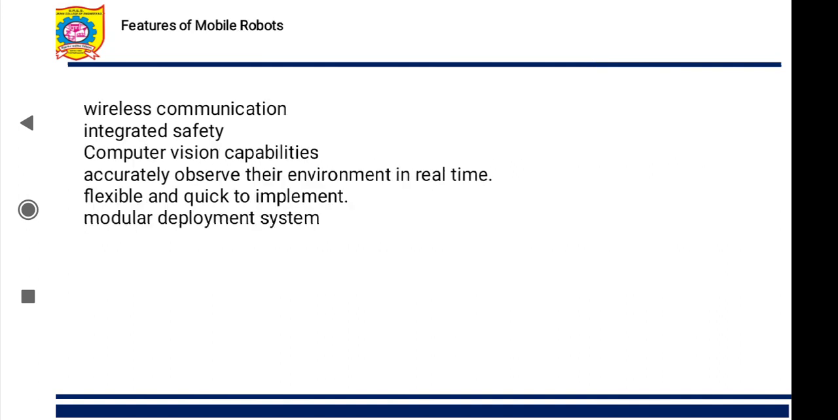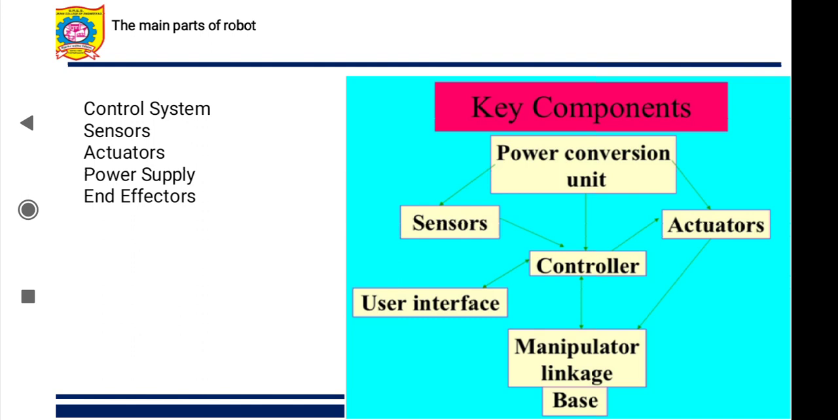For example, a dwarf robot. So features of mobile robots: they have wireless communication, integrated safety, and computer vision capabilities. So we use computer vision, machine learning, and artificial intelligence in order to build these kinds of robots. Okay, they are flexible, quick to implement, and a modular deployment system is also there.